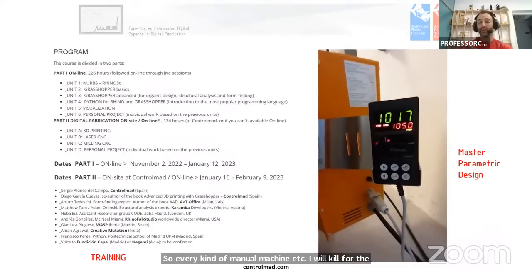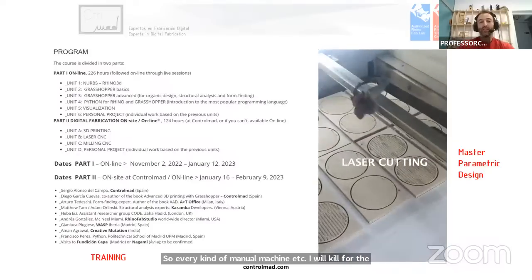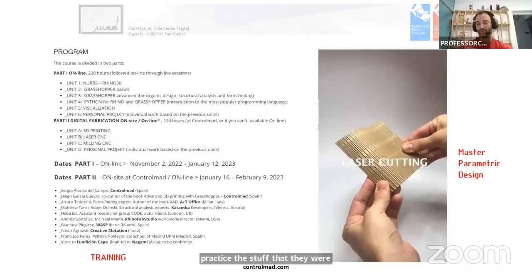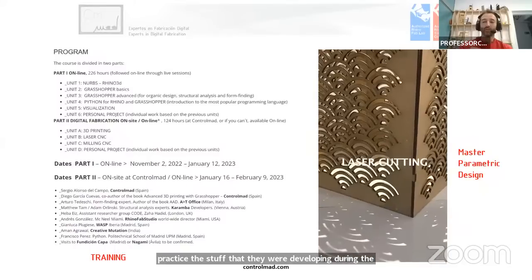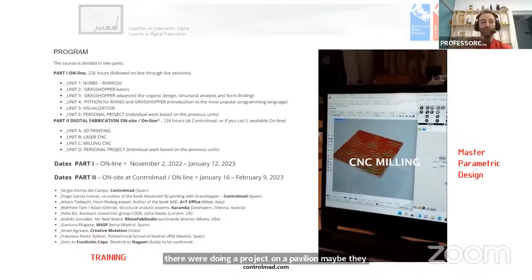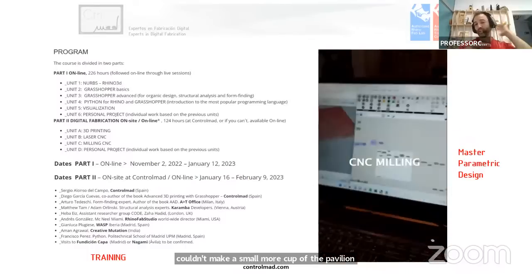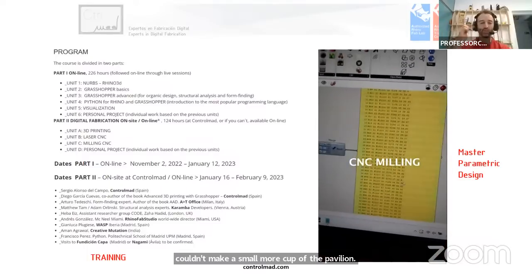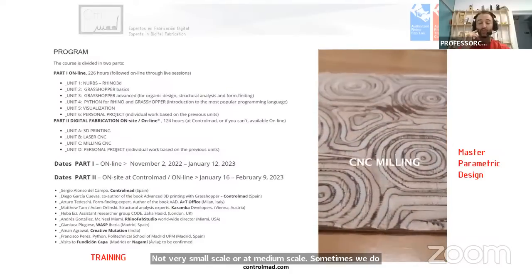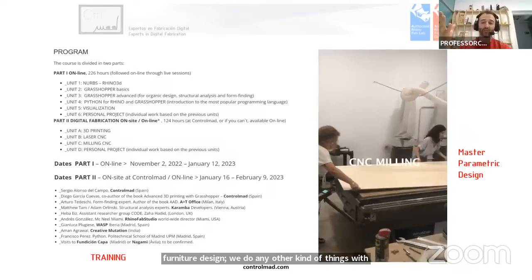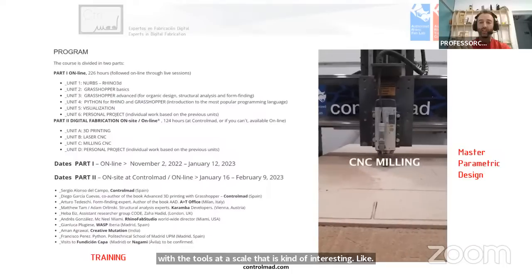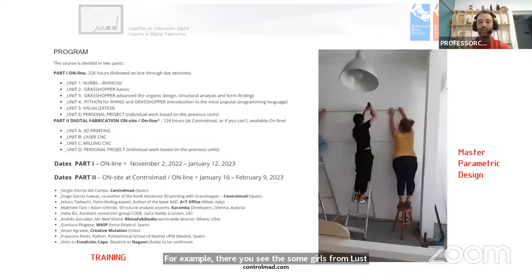And there the students come and can put into practice what they were developing during the first part of this master course. So if they were doing a project on a pavilion, maybe they can make a small mock-up of the pavilion at a very small scale or at a medium scale. Sometimes we do furniture design, or other kinds of things with the tools at a scale that is interesting. Like, for example, there you see some girls from last edition milling some panels to assemble this piece of furniture.